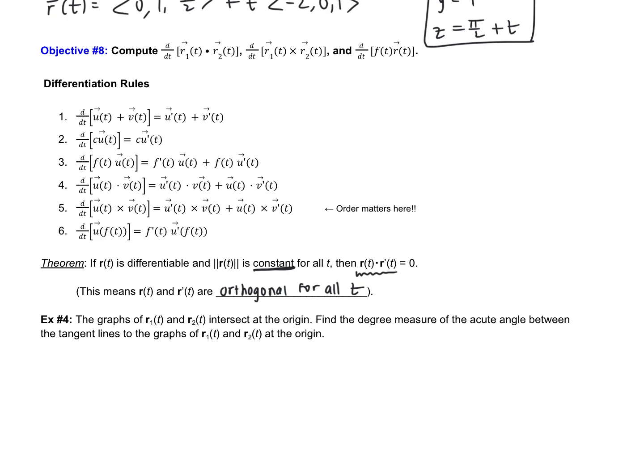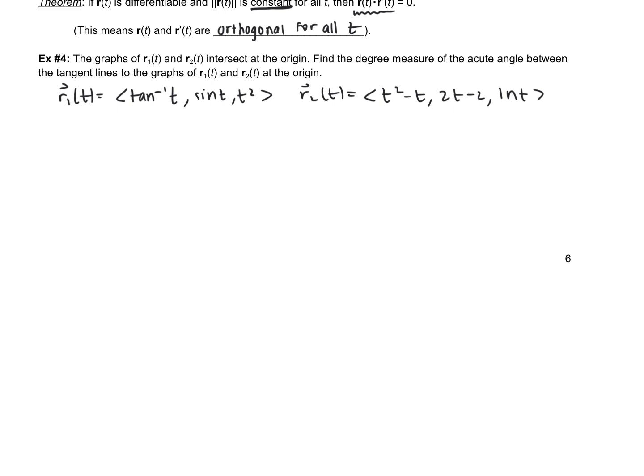Okay, so let's just do a whole bunch of examples to see what this is going to look like. Example 4: the graphs of r1 of t and r2 of t intersect at the origin. Find the degree measure of the acute angles between the tangent lines to the graph of r1 and r2 at the origin. Okay, so r1 of t, in this case, is going to be inverse tangent of t, sine of t, and t squared. r2 of t is going to be t squared subtract t, 2t minus 2, and natural log of t.